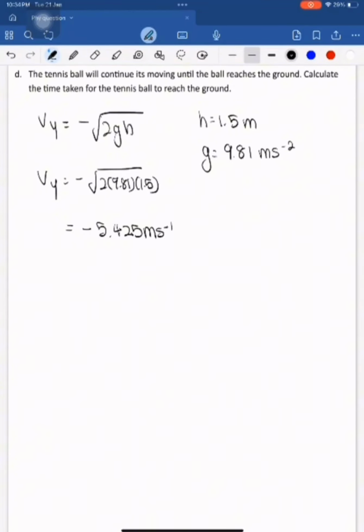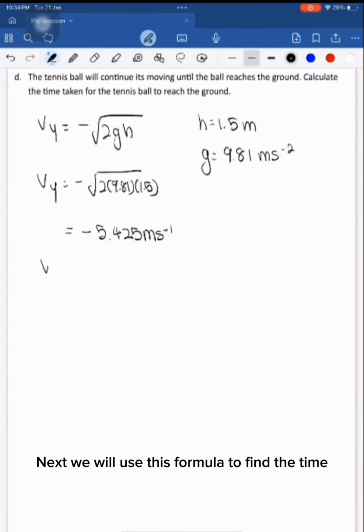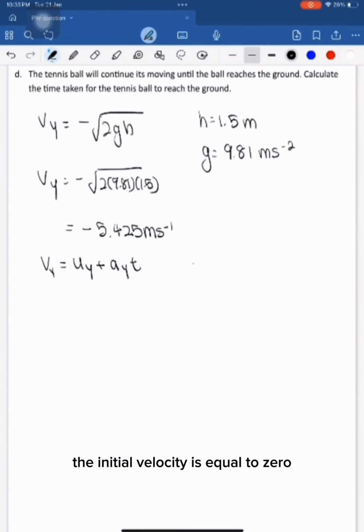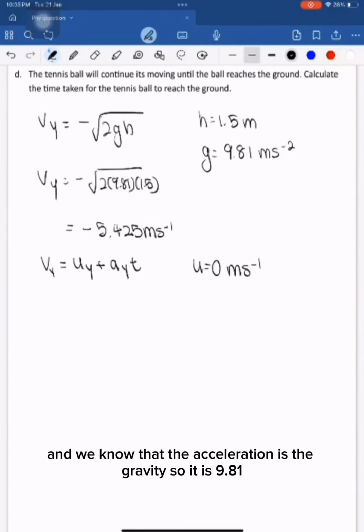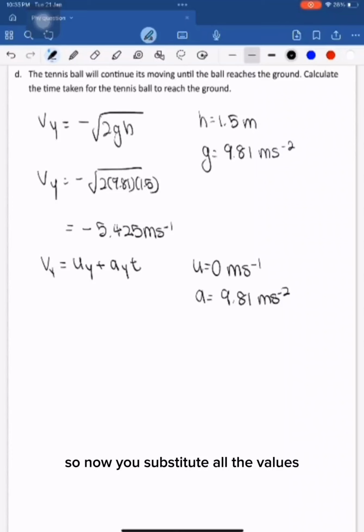And this is the vertical velocity. Next, we will use this formula to find the time. The initial velocity is equal to 0, and we know that the acceleration is gravity, so it is 9.81. So now we'll substitute all the values.